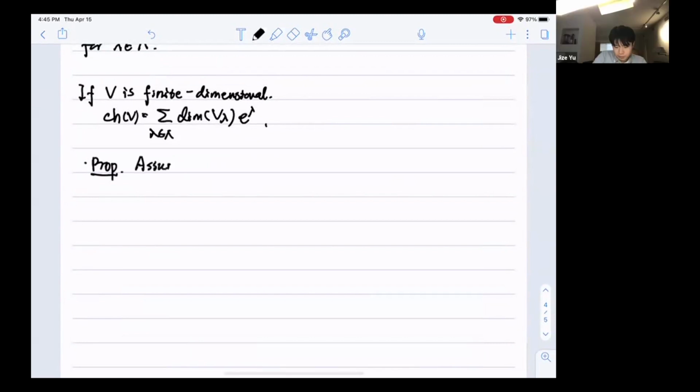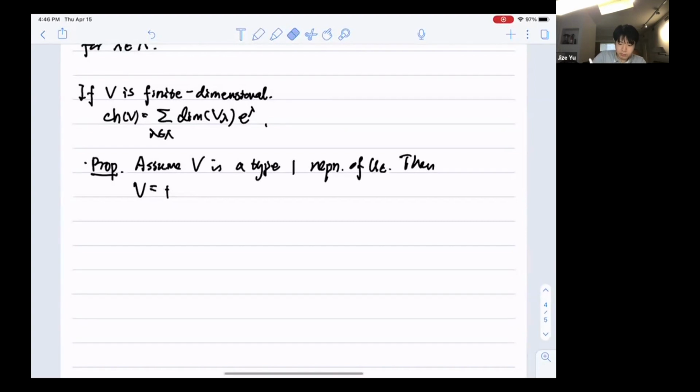So we assume V is a type 1 representation of U_ε. Then we know that V is exactly the direct sum of its weight spaces.